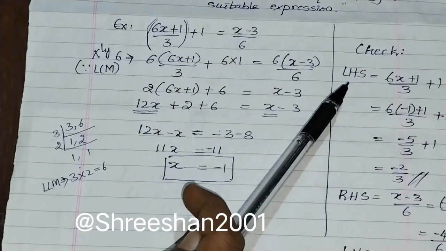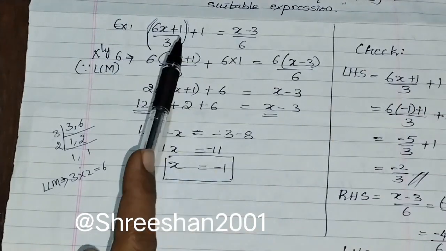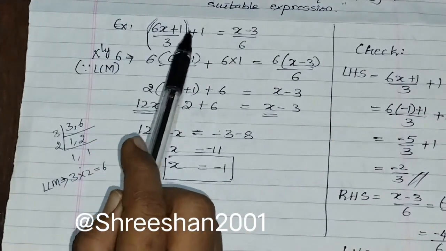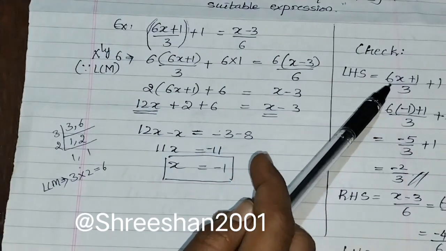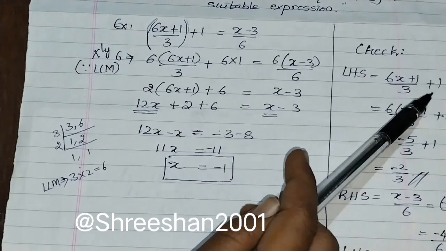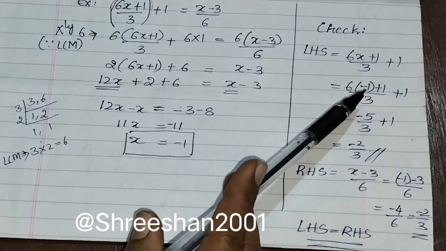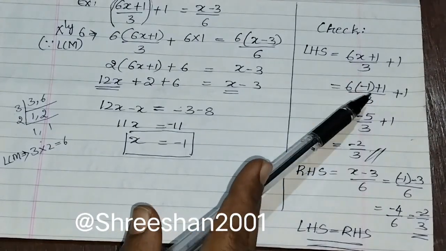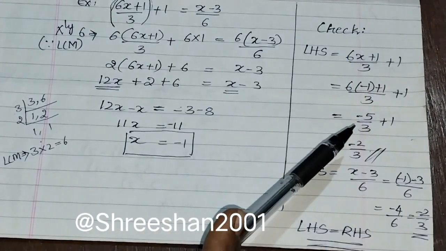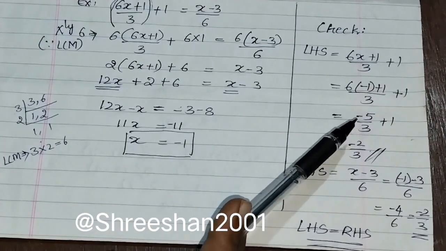So look at this. I'm checking it for the LHS term. Now the LHS equation was what? 6x plus 1 by 3 plus 1, right? I've just written it. 6x plus 1 by 3 plus 1. Substitute the value of x. What you have got here? As minus 1, 6 of minus 1 plus 1 divided by 3 plus of 1. So it is nothing but minus 6 plus 1 is minus 5.